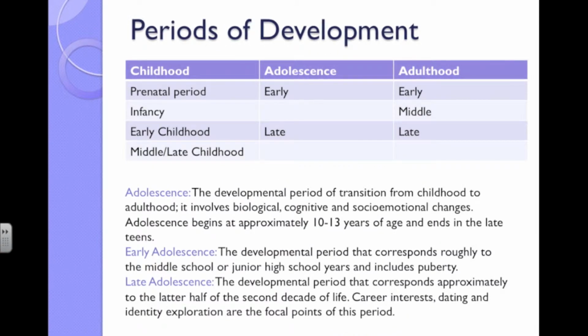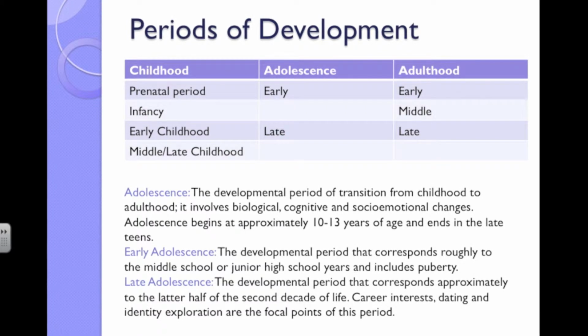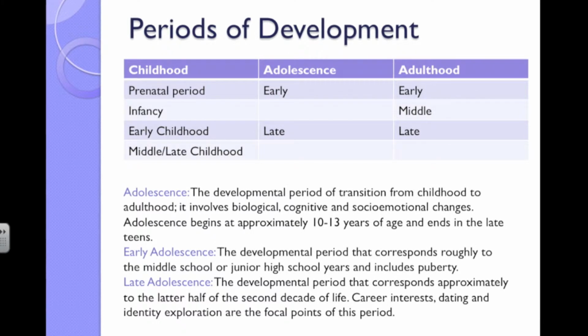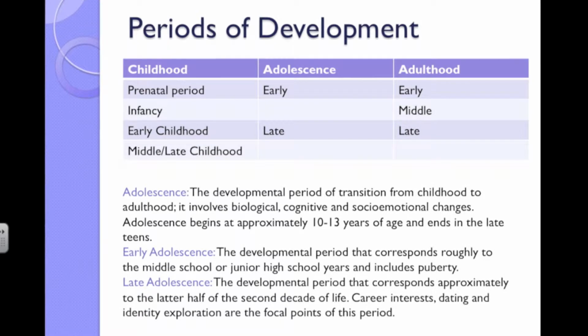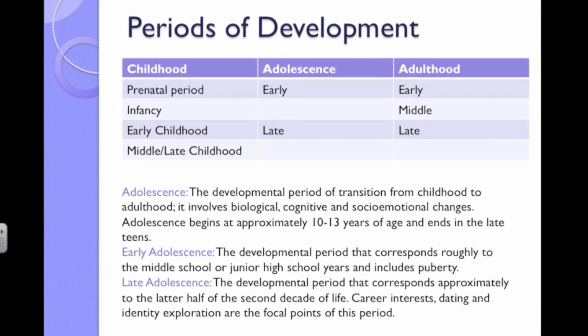For the sake of ease, human development is often described in terms of periods. Let's briefly explore the developmental periods that occur in childhood, adolescence, and adulthood. As this is a course on adolescent development, we will briefly outline childhood and adulthood. However, remember to pay close attention to the information on adolescence.